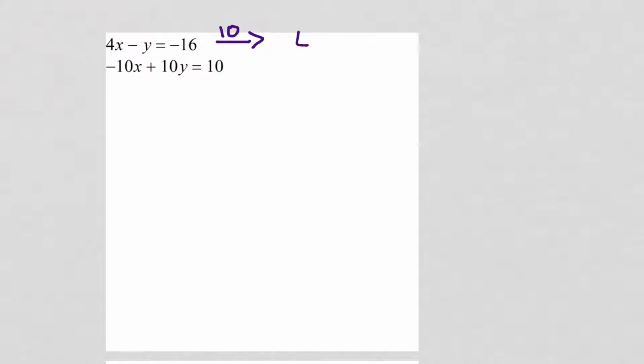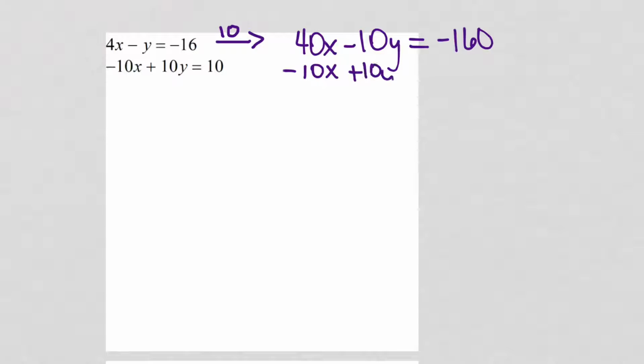4 times 10 is 40x. Negative y times 10 is negative 10y. Negative 16 times 10 is negative 160. My second equation just gets brought over. And then I add the equations together.